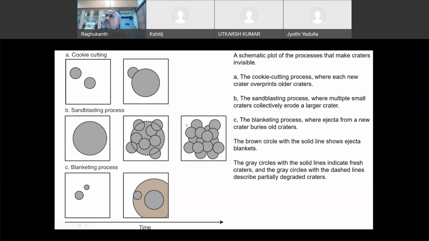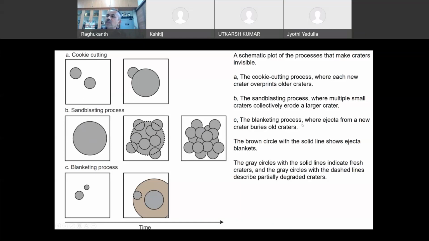Now what has happened here? The big crater has disappeared. So when you do counting algorithms for the size frequency, the number of craters with diameter more than 50 kilometers is originally one. Now, here, all are small craters, and you may be making mistakes in the frequency of the large diameter craters. So this is what they call the sandblasting process.